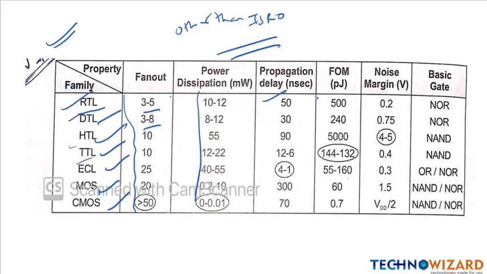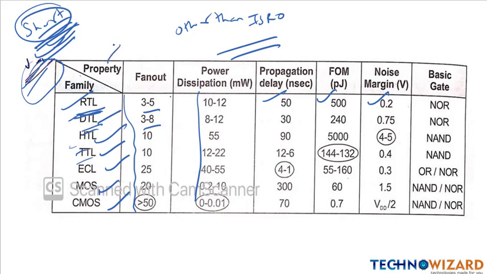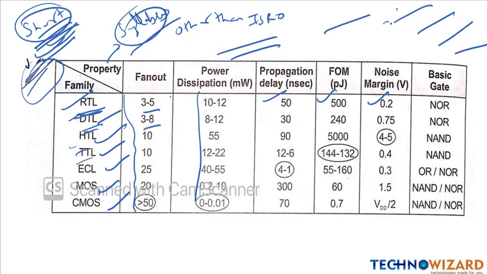What is the propagation delay? What is the figure of merit? What is the noise margin? And what are the basic gates that can be implemented for RTL, DTL, STL, TTL, ECL, like this. This is a table in a short form, given so that you can just review it before going to the exam, if it is in your syllabus. In the ISRO exam, I have only seen questions related to fan out, noise margin, CMOS families, etc. That is it for the ISRO exams. Those preparing for other exams can review this table.